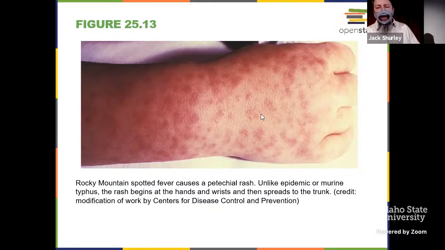Here we've got an individual's hand. This is a rash, a petechial rash. And these start on the hands or wrists and then spread up to the trunk.